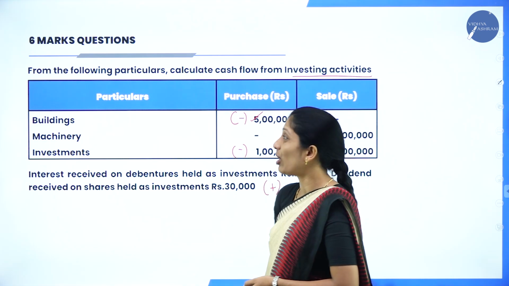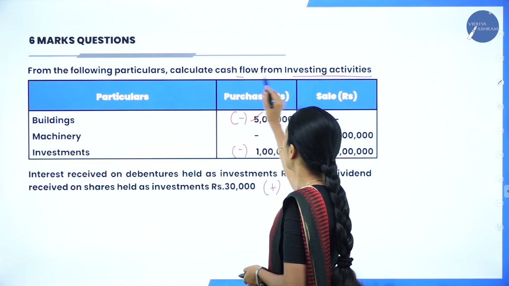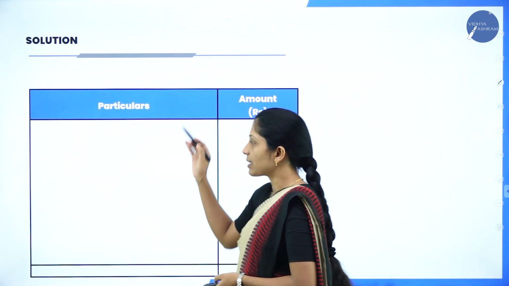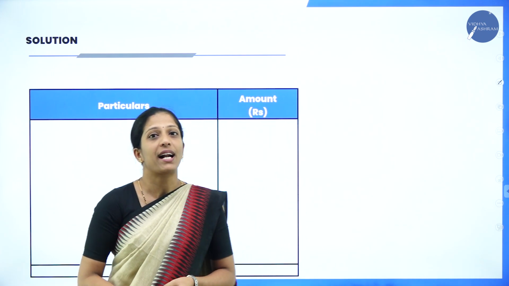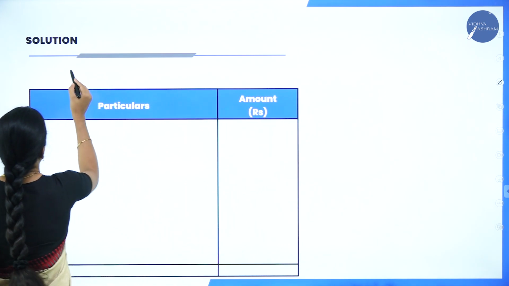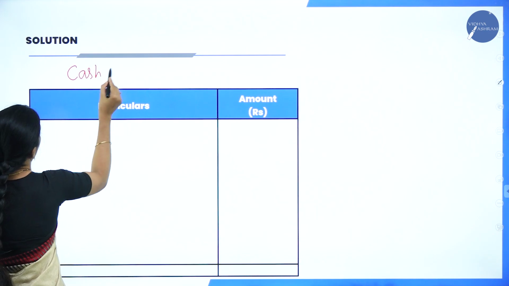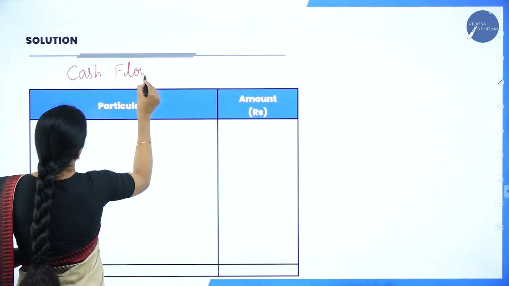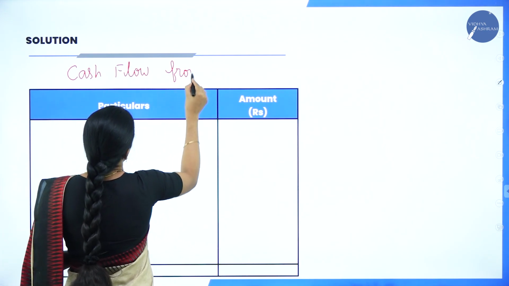Now we shall directly solve the problem here, that is cash flow from investing activities. So this is your format. Your format is particulars and amount. So we will write the heading cash flow from investing activities.